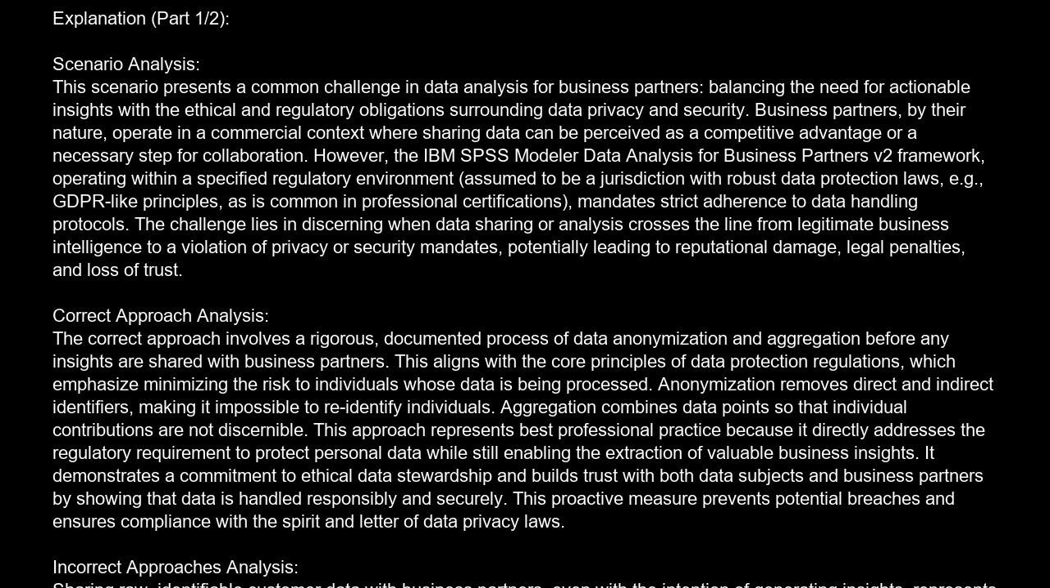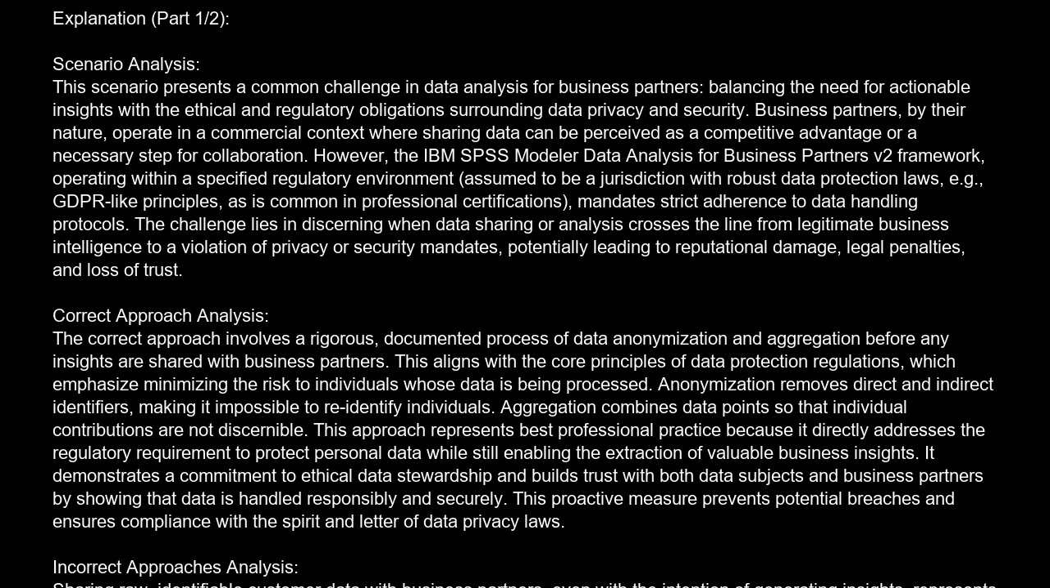Business partners, by their nature, operate in a commercial context where sharing data can be perceived as a competitive advantage or a necessary step for collaboration. However, the IBM SPSS Modeler Data Analysis for Business Partners V2 framework, operating within a specified regulatory environment, assumed to be a jurisdiction with robust data protection laws, e.g., GDPR-like principles, as is common in professional certifications, mandates strict adherence to data handling protocols. The challenge lies in discerning when data sharing or analysis crosses the line from legitimate business intelligence to a violation of privacy or security mandates, potentially leading to reputational damage, legal penalties, and loss of trust.